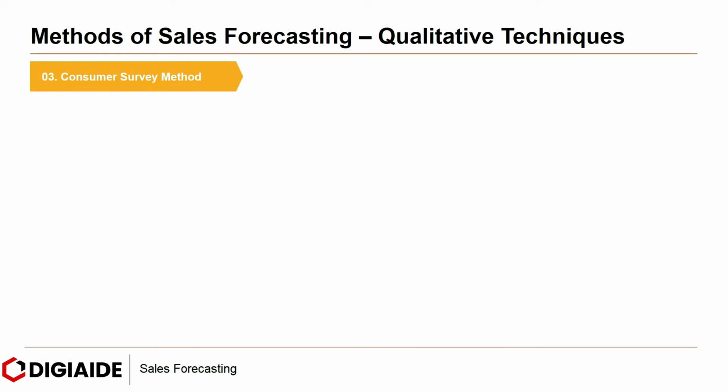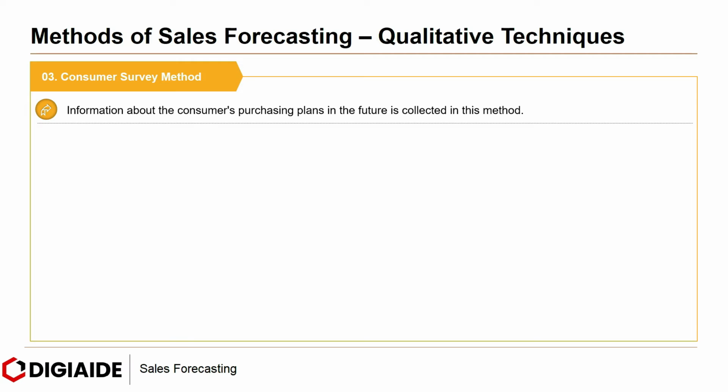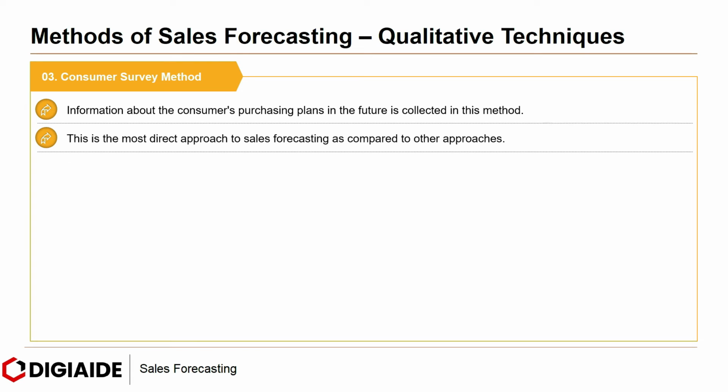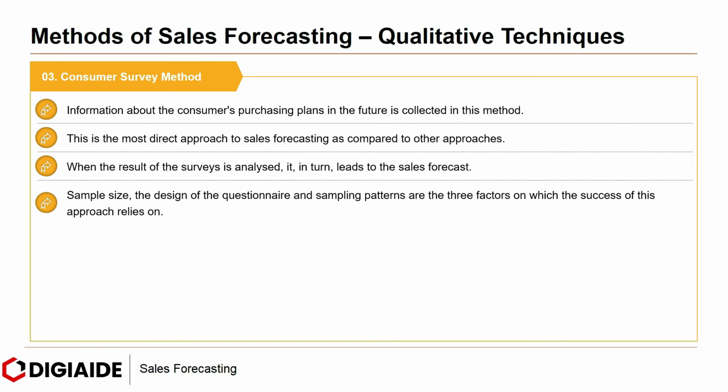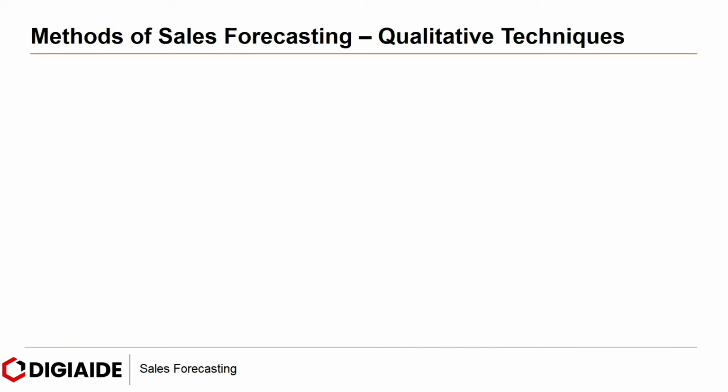Third, consumer survey method. Information about consumers' purchasing plans in the future is collected in this method. This is the most direct approach to sales forecasting as compared to others. When the result of the survey is analyzed, it in turn leads to sales forecasts. Sample size, the design of the questionnaire, and sampling patterns are the three factors on which the success of this approach relies. Fourth, sales force estimate.